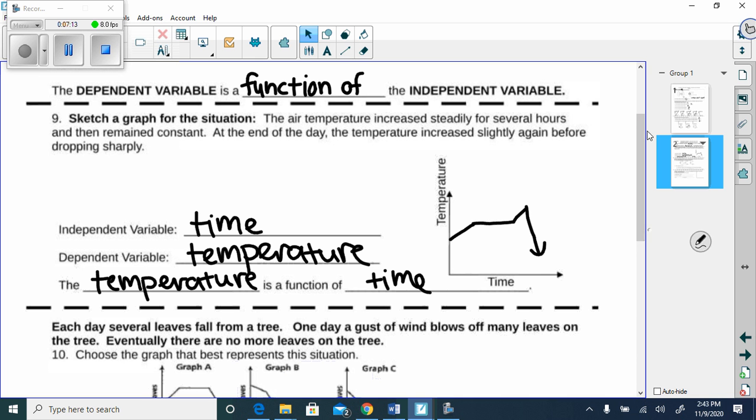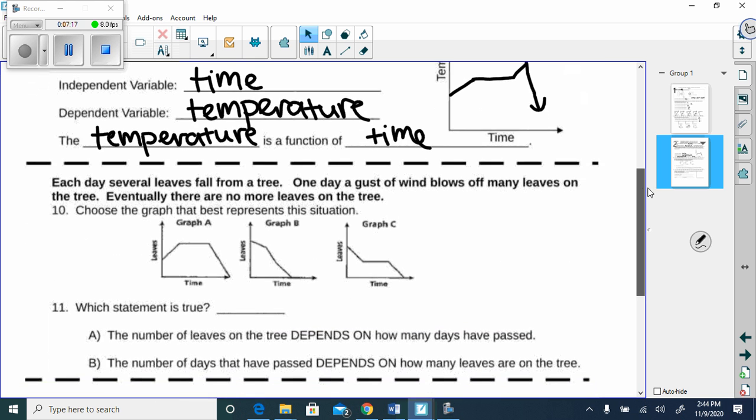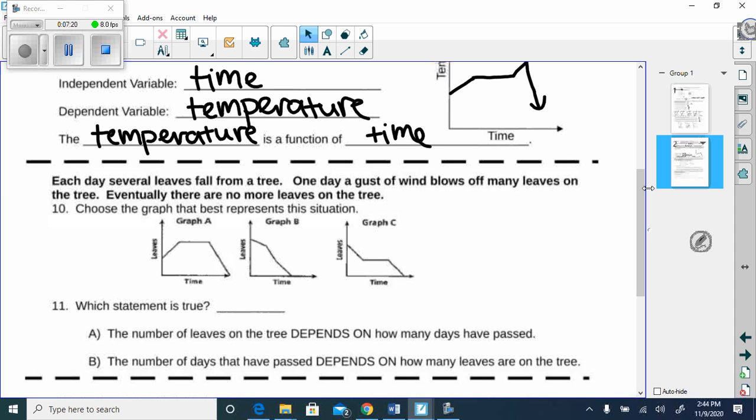Okay, next one we just have a multiple choice question. It says that each day several leaves fall from a tree. One day, a gust of wind blows off many leaves on the tree. Eventually, there are no more leaves on the tree. It wants us to pick which one best shows that information. B, is that what you said? Yeah, because it's decreasing, then a big drop because of the gust of wind, and then they continue to go away at a slower pace.